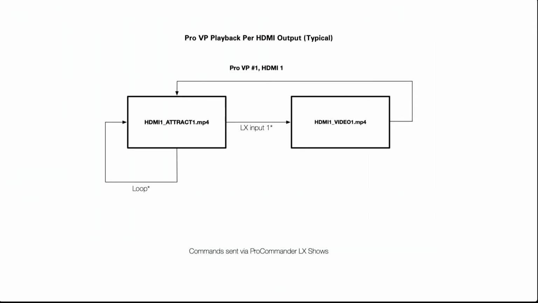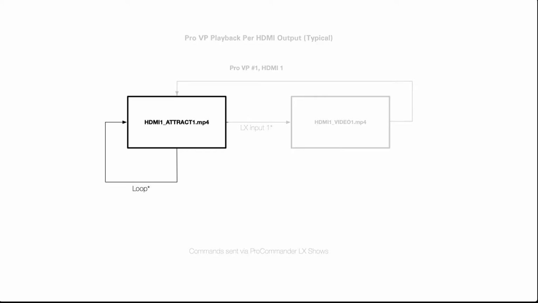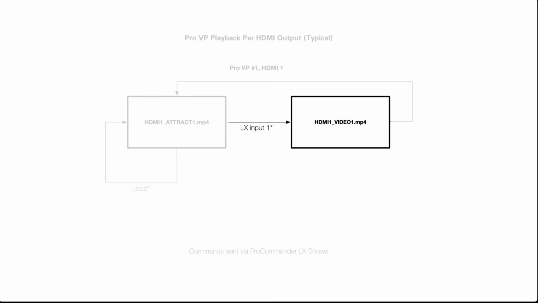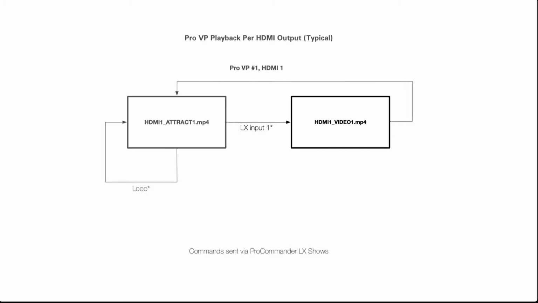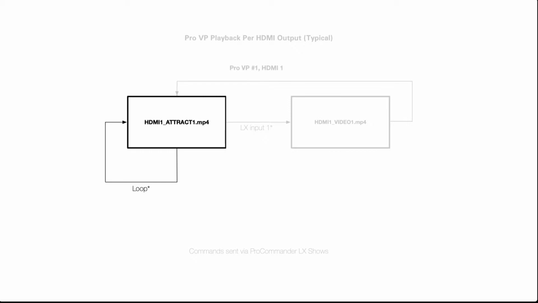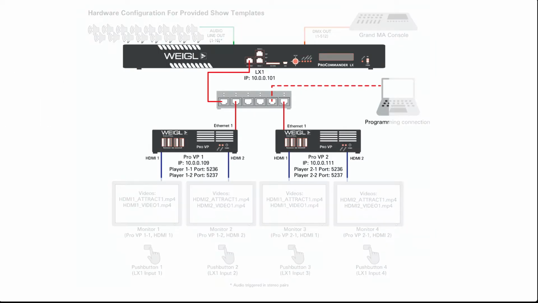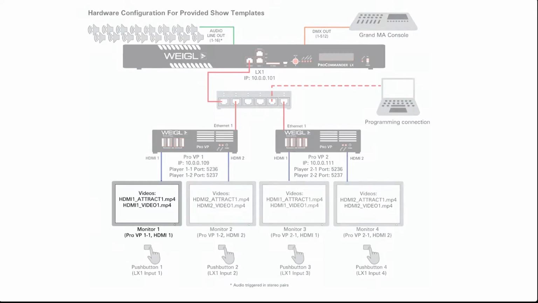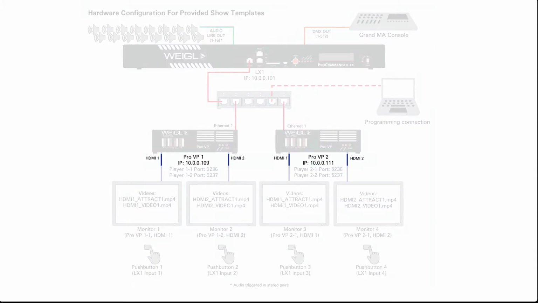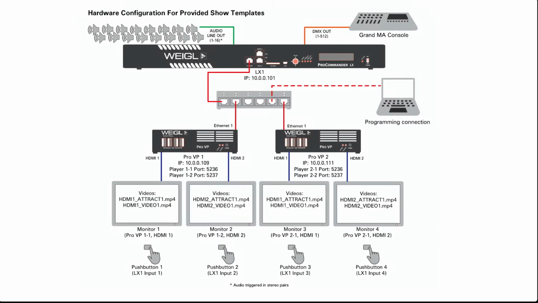In regards to the ProVP video playback, at system startup, an attract video will be triggered to loop on each HDMI output. Upon triggering a push button, a video will be immediately played. When that triggered video is complete, the attract will loop again. This process is handled entirely via UDP network commands sent from the ProCommander LX to each video player's associated network port, directing the player to play and loop the videos at the appropriate time. Each ProVP has a unique IP address, and each player within the ProVP has a unique port address, which is how we will distinguish between each player over the network for UDP command control.